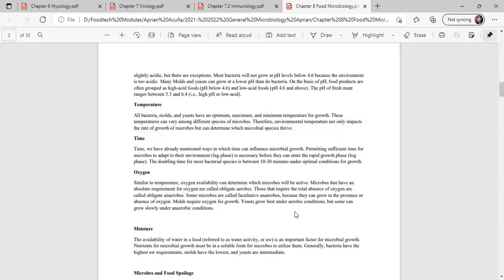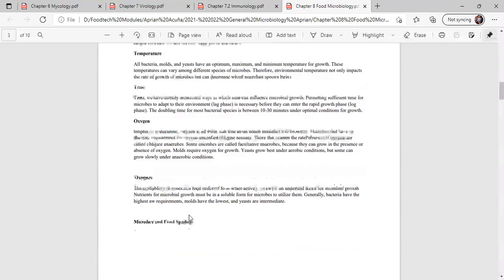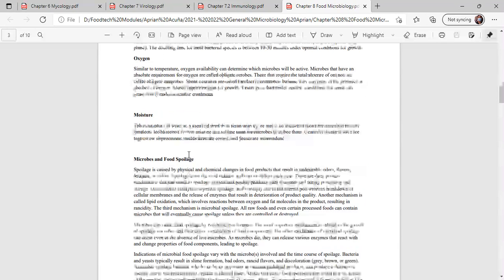For molds, they require oxygen for growth. Yeast grows best under aerobic conditions, but some can grow slowly under anaerobic conditions. Anaerobic means no oxygen present.